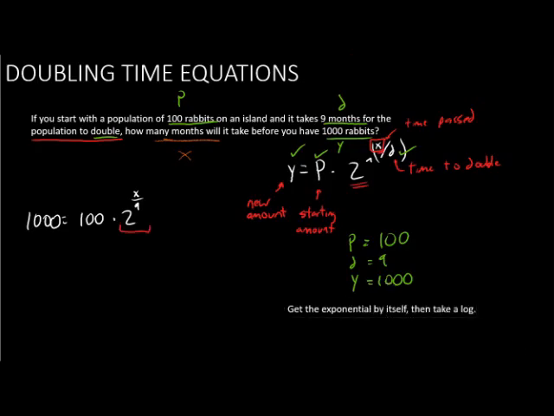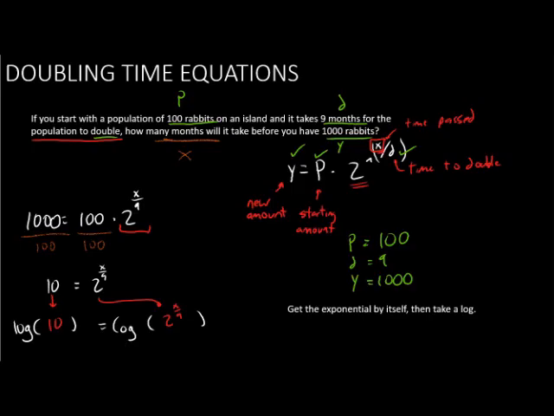To isolate the 2, we'll begin by dividing by 100. 1,000 divided by 100 will give 10. We'll set that equal to 2 raised to the x over 9. Then we'll take a log on both sides. On the left, we'll have log of 10, because we'll bring the 10 down into the parentheses on the right, and then the 2 raised to the x over 9 will go to the other parentheses.